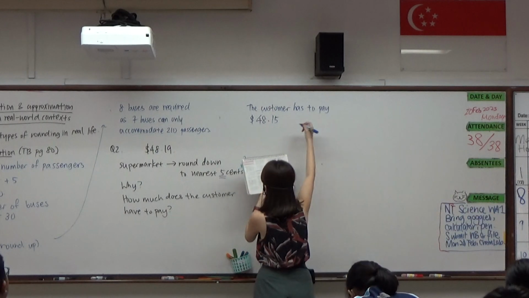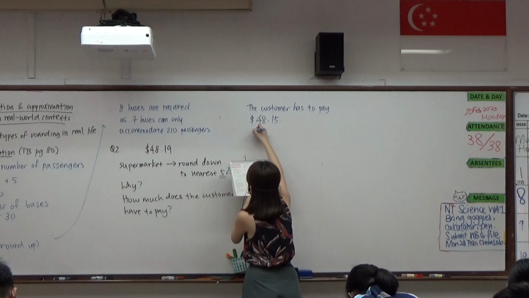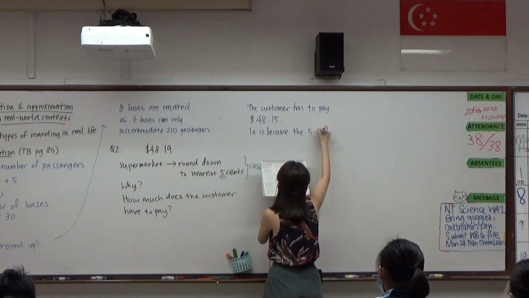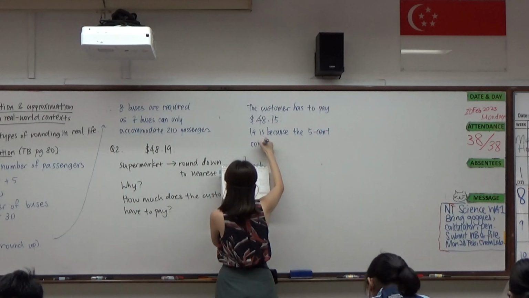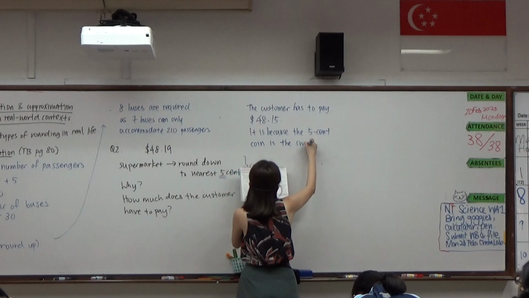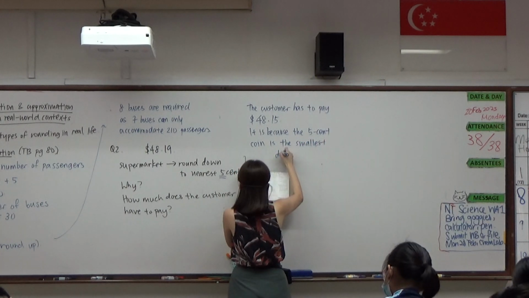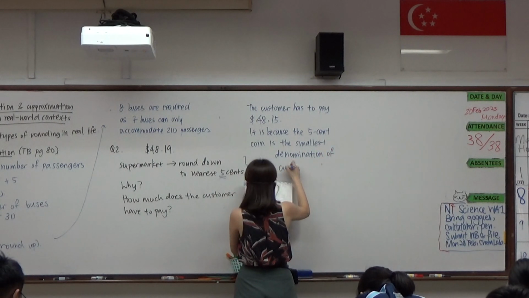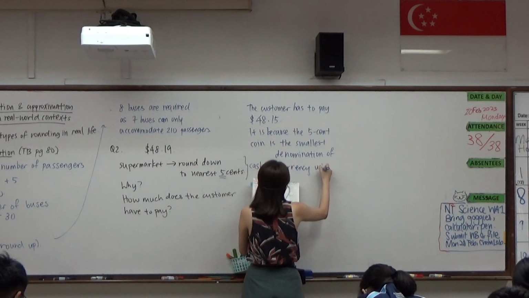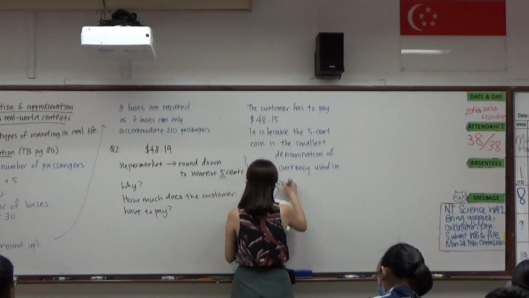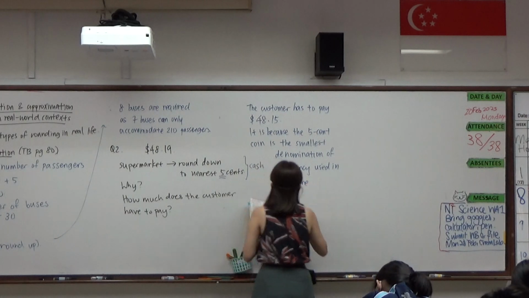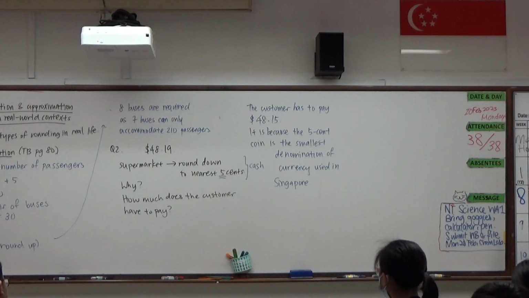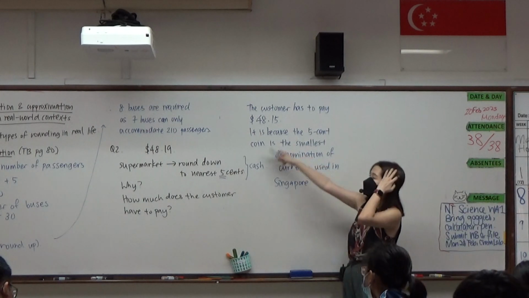So, it is because the 5 cent coin is the smallest denomination of currency used in Singapore. Therefore, we will pay $48.15. Now, why is it that we round down?